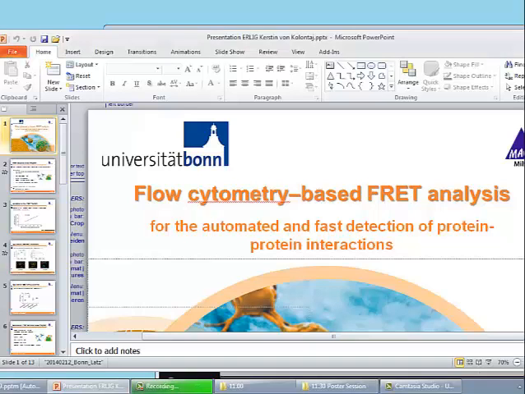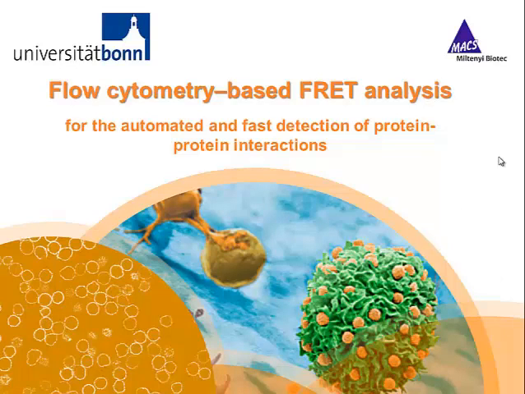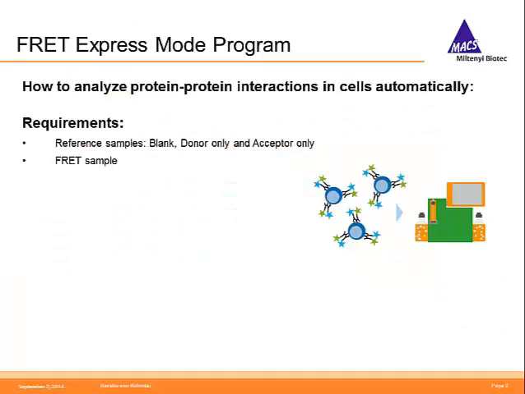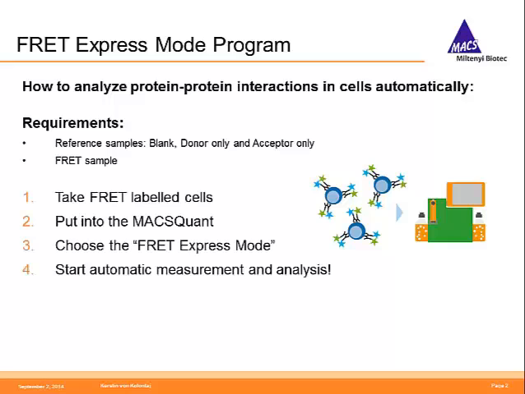molecules to analyze your protein-protein interactions. And what you do now is that you take your FRET-labeled cells, you put them, as you can see over there, in the MACSQuant, which is a flow cytometer produced by Miltenyi Biotec. And then you simply have to choose the FRET Express mode and press start, and then it runs your whole analysis and gating and FRET calculation automatically.